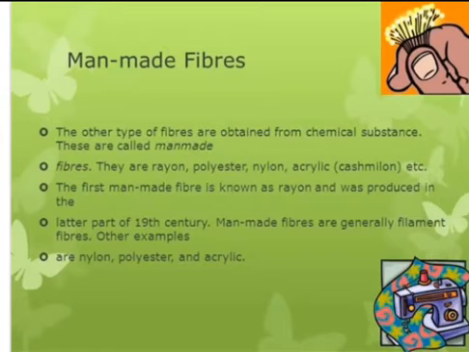They are rayon, polyester, nylon, acrylic, etc. Nylon, polyester, rayon and acrylic are examples of synthetic or man-made fibers, which are made by chemical process. The first man-made fiber is known as rayon and was produced in the later part of the 19th century. Man-made fibers are generally filament fibers. Other examples are nylon, polyester and acrylic.